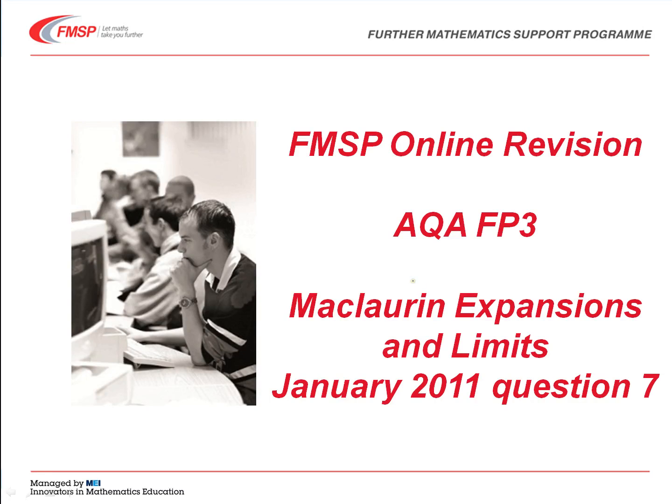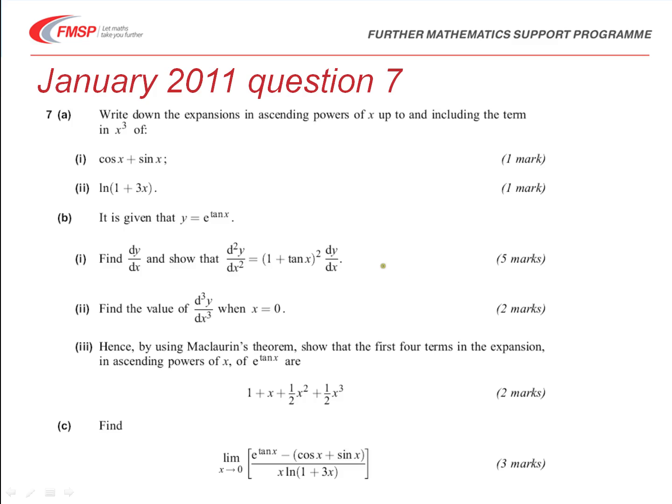Welcome to this online revision session for AQA FP3, where we're looking at the January 2011 question 7 on Maclaurin expansions and then its application to finding a limit. In part A we'll just be using the definitions given in the formula booklet to write the expansions. In the second part we'll be finding an expansion for e to the tan x and being led through to the result for that one. And then finally in part C we have an expression for which we're going to find the limit as x tends to 0.